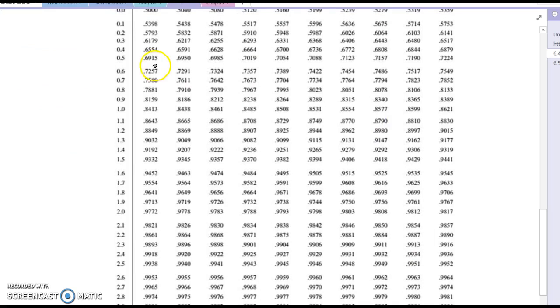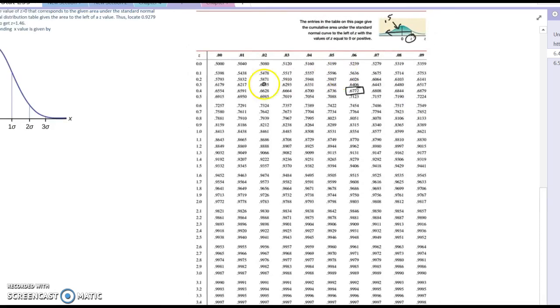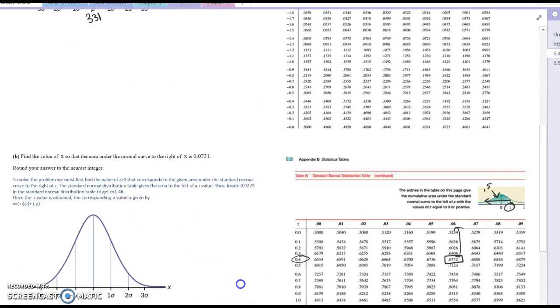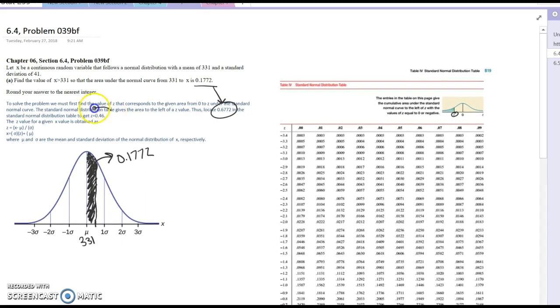So we got 0.6, something close to 0.6772. So 0.6772. So this would be right here. So zooming out, that tells me my z is 0.46. So going back to this problem, I get z is 0.46. Now that tells me my z value. Now I need to convert that to x.